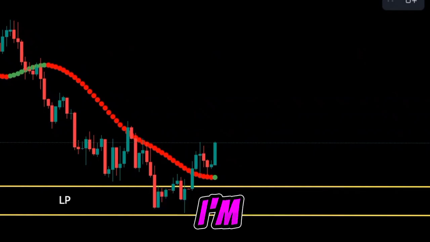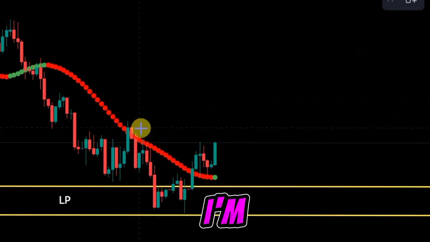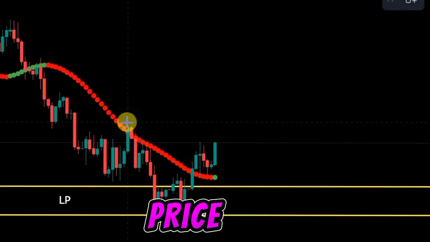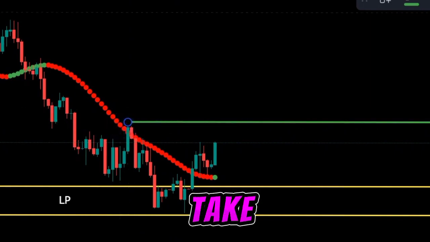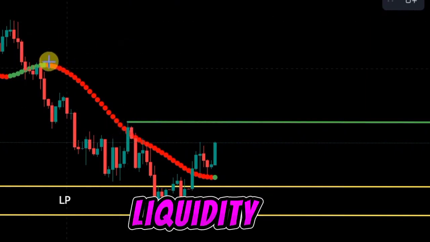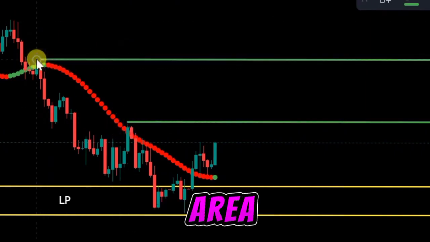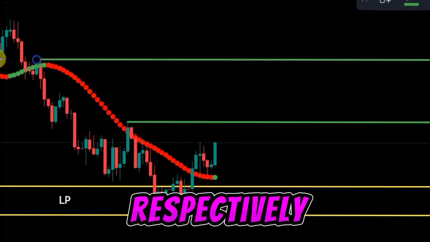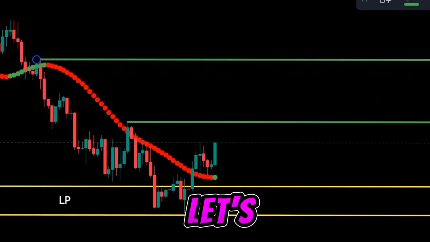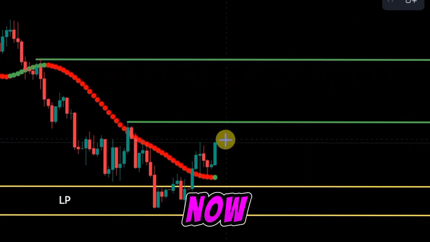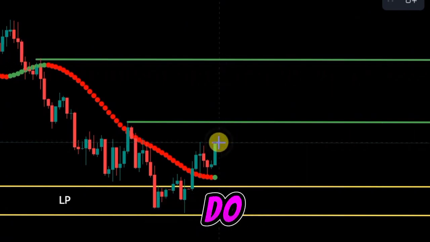As usual, you know I'm a liquidity trader, so if I'm to target the closest liquidity price point, it will be this area for take profit 1. The next closest liquidity price point will be this area for take profit 2 respectively. And so let's just enter our long position now at the close of this candle.